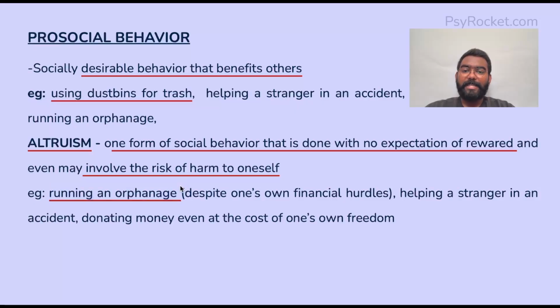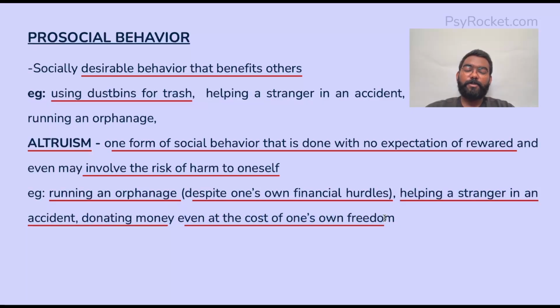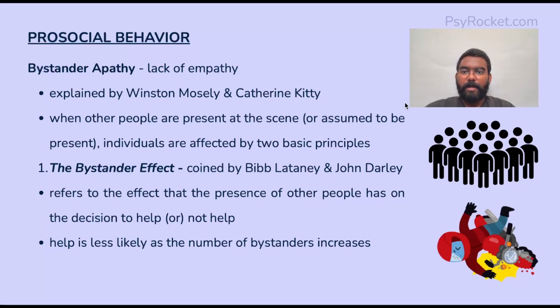Now, these will come under altruism: running an orphanage despite one's own financial hurdles, helping a stranger in an accident, donating money even at the cost of one's own freedom, like sacrificing your own luxury to donate your money to a good cause. It also comes under altruism. So now, coming to other behaviors, group behaviors, let us say an accident happened on a road, and there are so many people, but no one is helping him. No one went to help him.